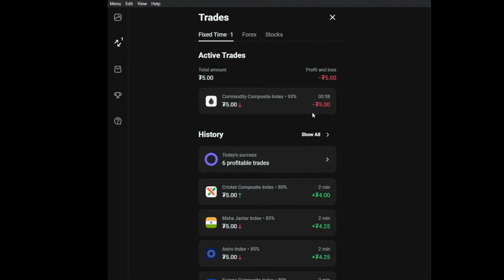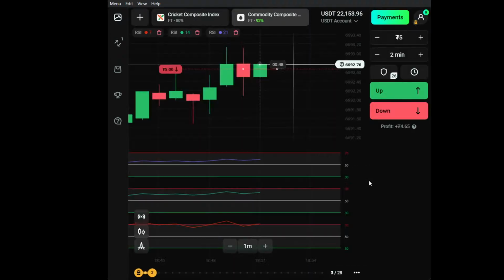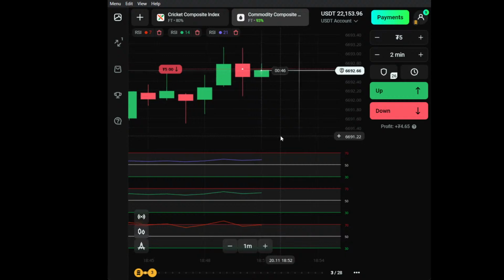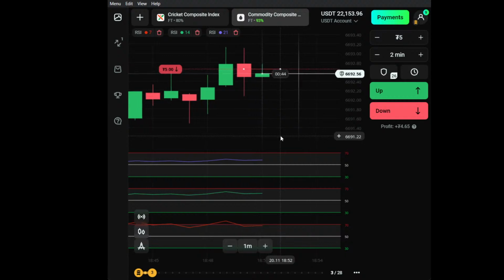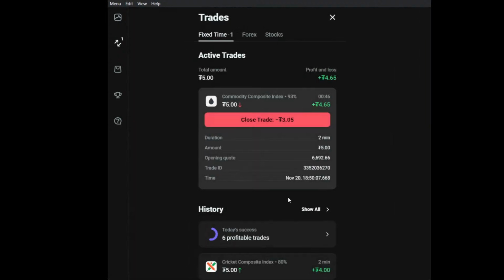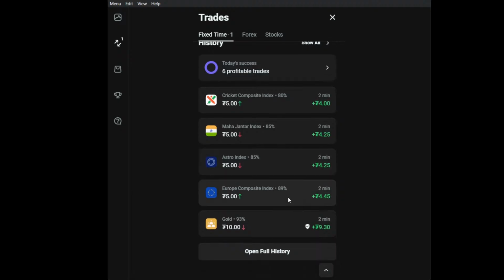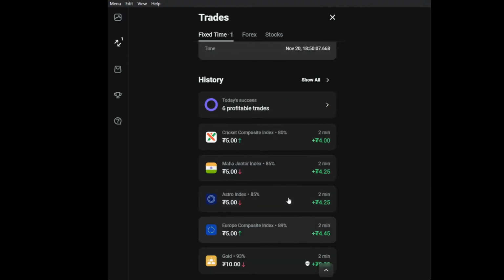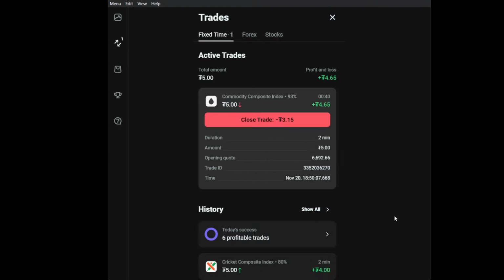Okay, this trade went positive. Now let's just check what's going on with commodity. Okay, there is a fluctuation that we see, but no worries. I hope the trade actually goes positive. So right now 6 trades have been made and we have 5 positive. Right now the 6th one is on. Okay, as of now we are on a 100% success ratio, but that is not going to happen every time.